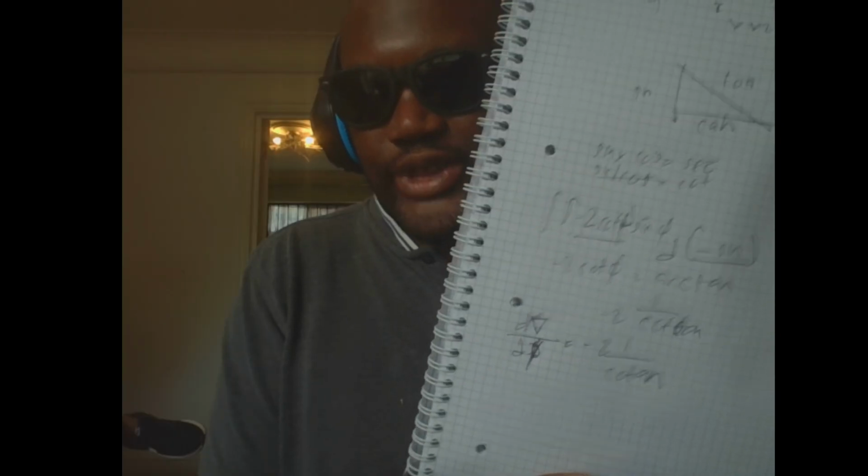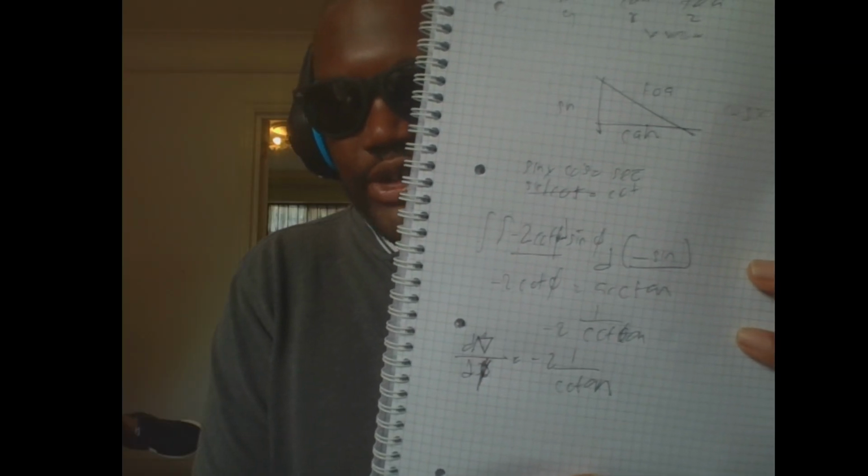So d sine over d theta equals minus two, 1 over cotan. Yeah, so this is how I write it. Derivative there. But this is the inverse tan. So this is the derivative of theta. I keep evaluating this because this is now equal to the cotan.